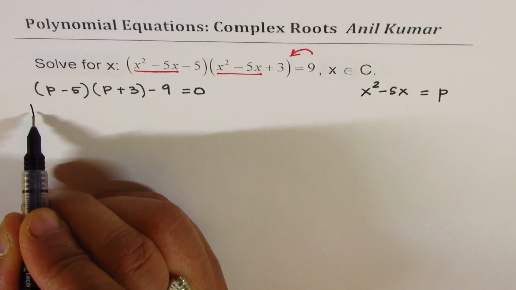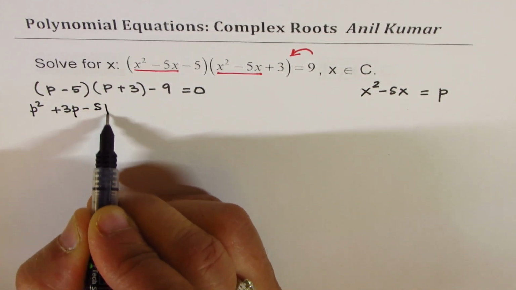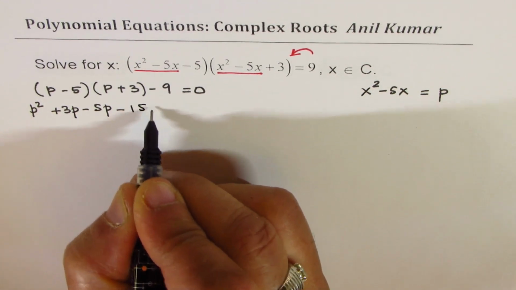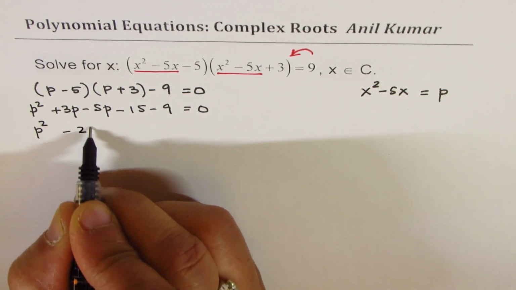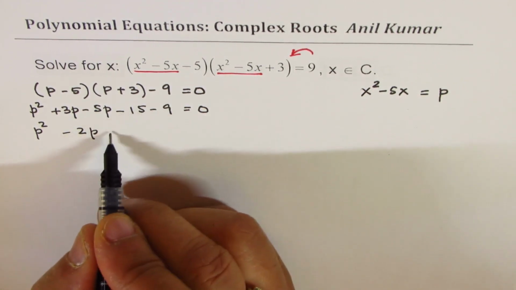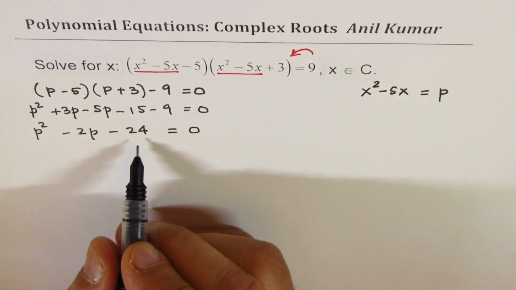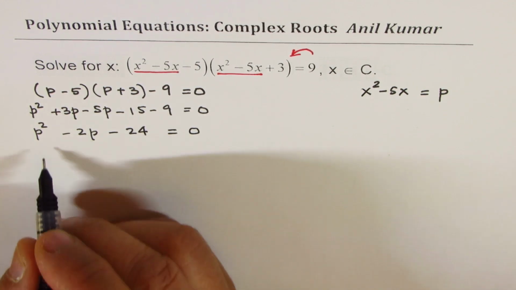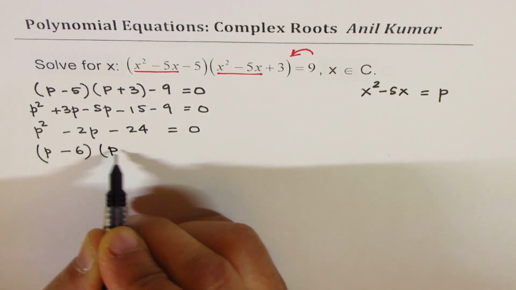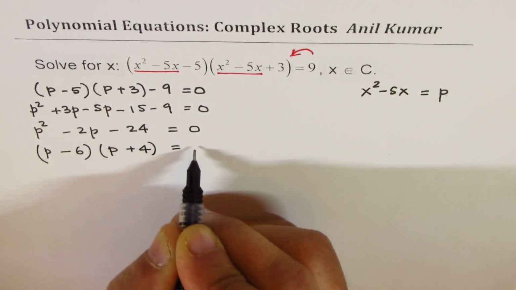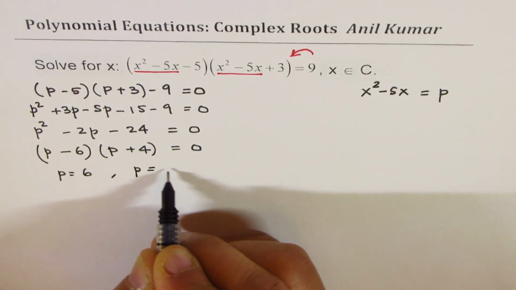So we get p squared plus 3p minus 5p minus 15 minus 9 equals 0. That gives you p squared minus 2p minus 24 equals 0. We can use sum and product, 6 times 4. So it becomes (p minus 6)(p plus 4) equals 0. So we have p equals 6 or p equals minus 4.